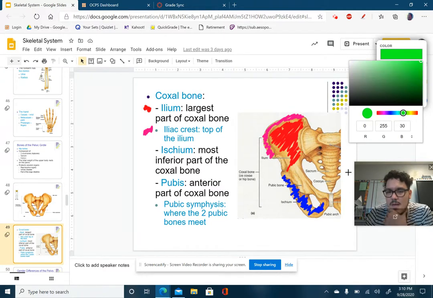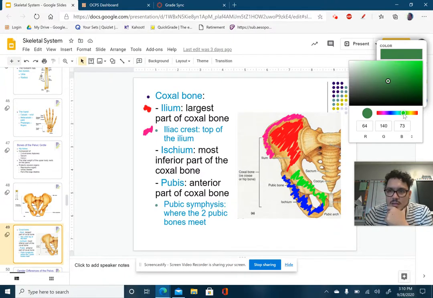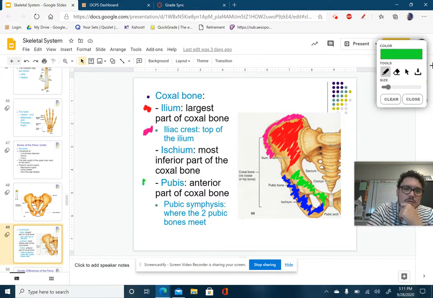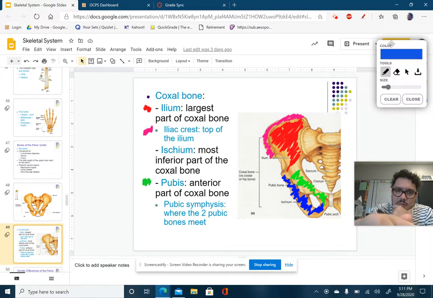Finally, we have the pubis. The pubis is going to be essentially all of this. Now, I forgot to color code this in here. Let's go back to where we were. It's not the same green, but close enough. And then blue for the ischium.